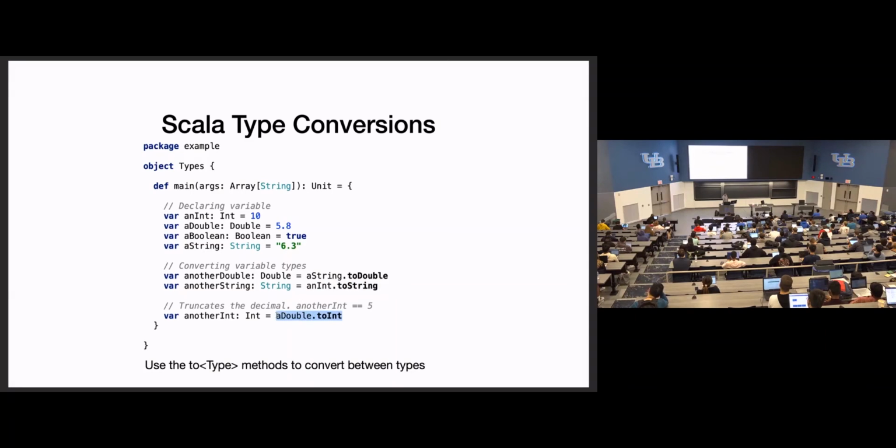And then doubles to ints: if you want to convert a double to an int, you can. This won't give you an error either, but it might truncate some information. So if that double has a non-zero decimal portion, you lose that. You effectively get the floor of that value as an int.